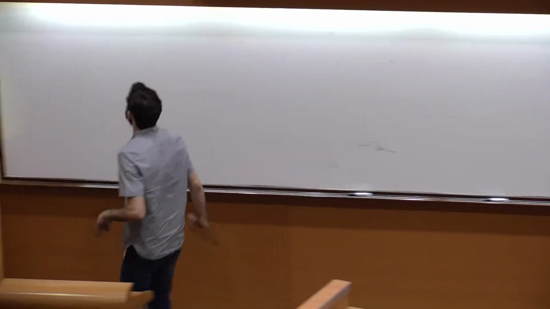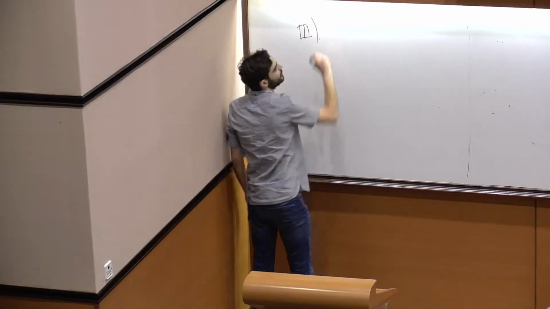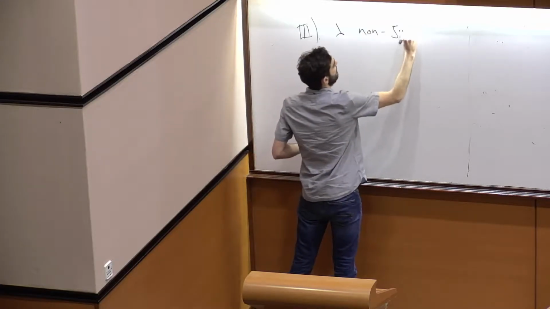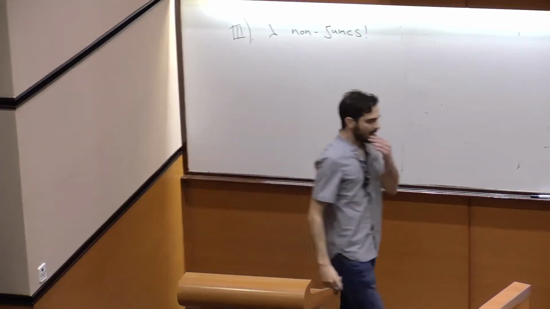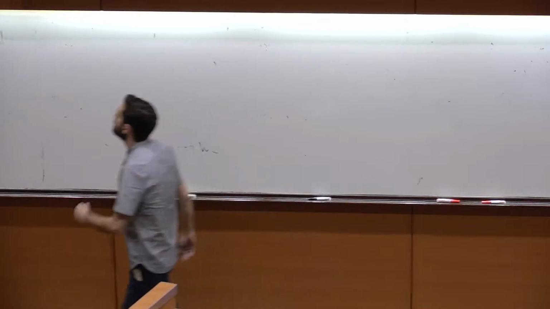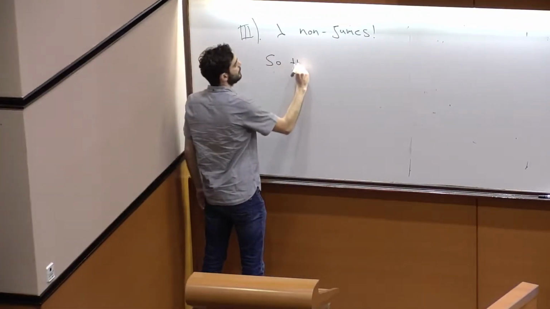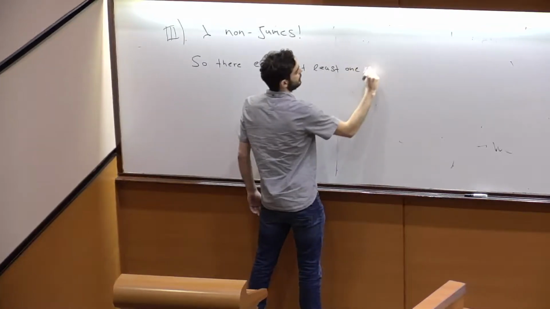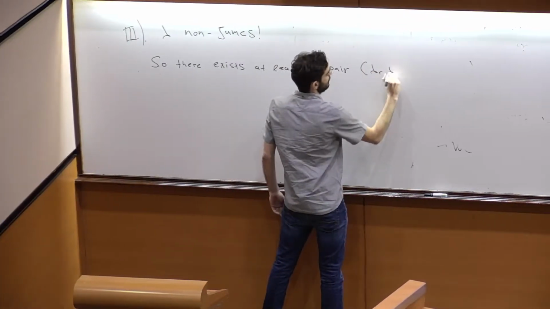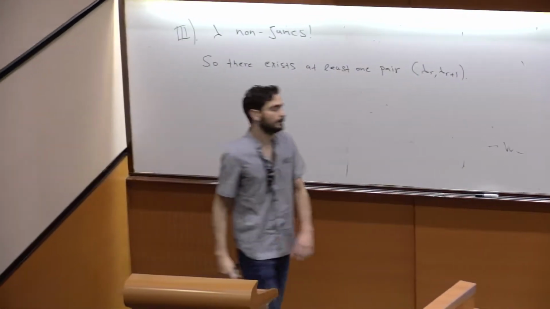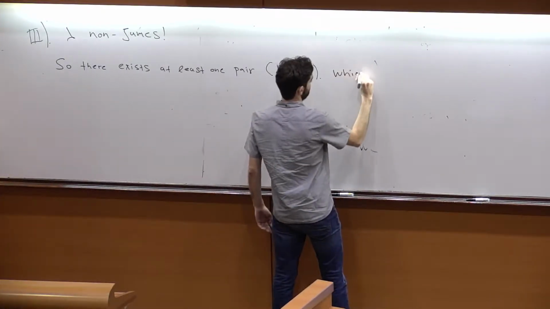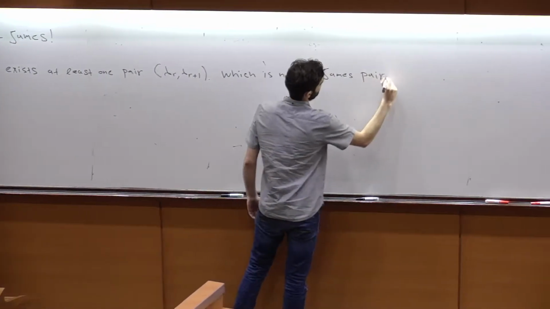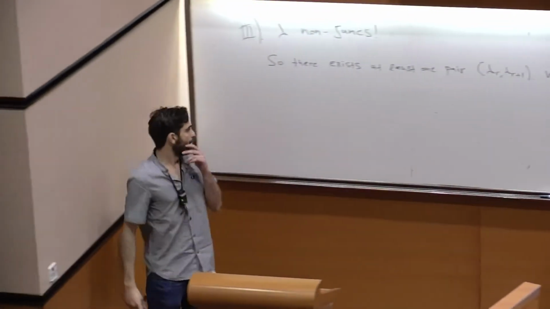What can you do when you don't know anything about your partition? So I think that was about the third part of my talk. I will stick with this now. Lambda non-James. Right. That lambda is non-James means that there exists at least one pair of consecutive rows of lambda which is not, let's call it the James pair. At least one.